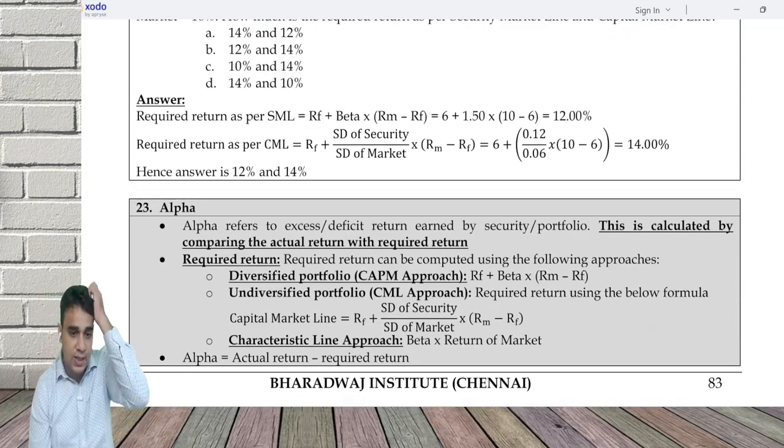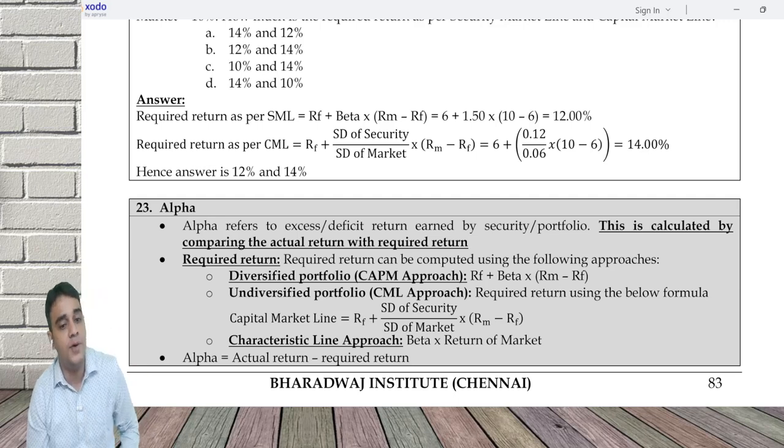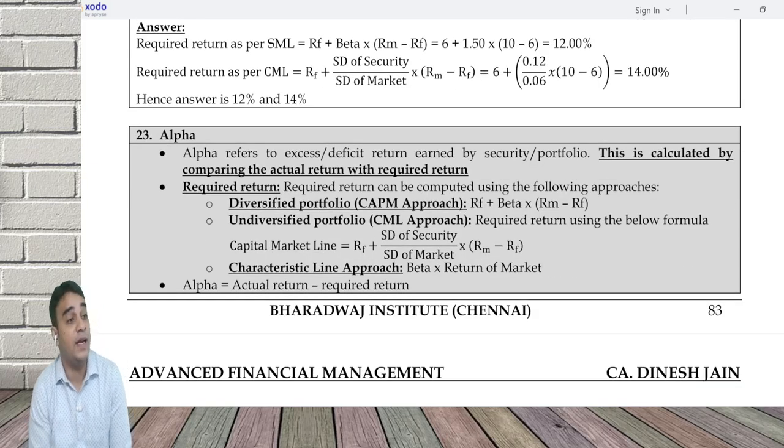And this is the discussion on alpha. Alpha refers to the excess or deficit return earned by a security or portfolio. This is calculated by comparing the actual return with the required return. And now required return has different versions. One version of a required return is CAPM, which is used for a diversified portfolio.